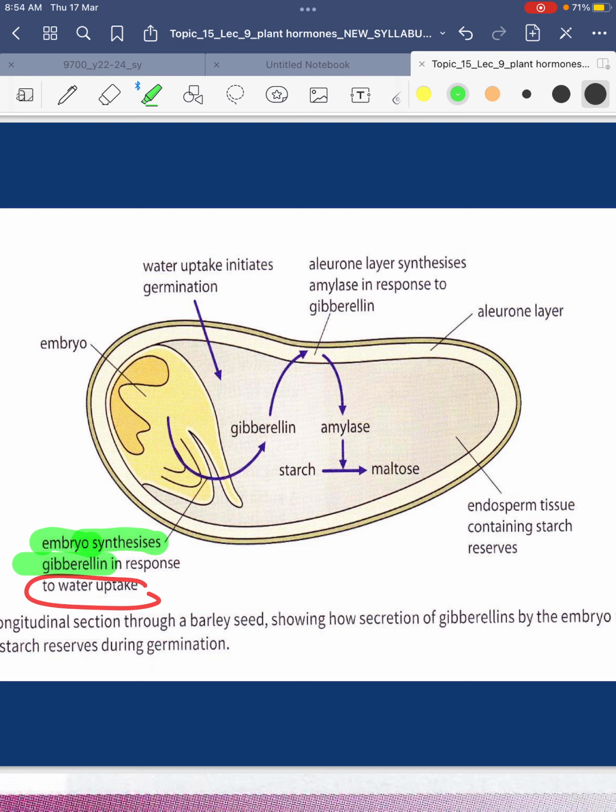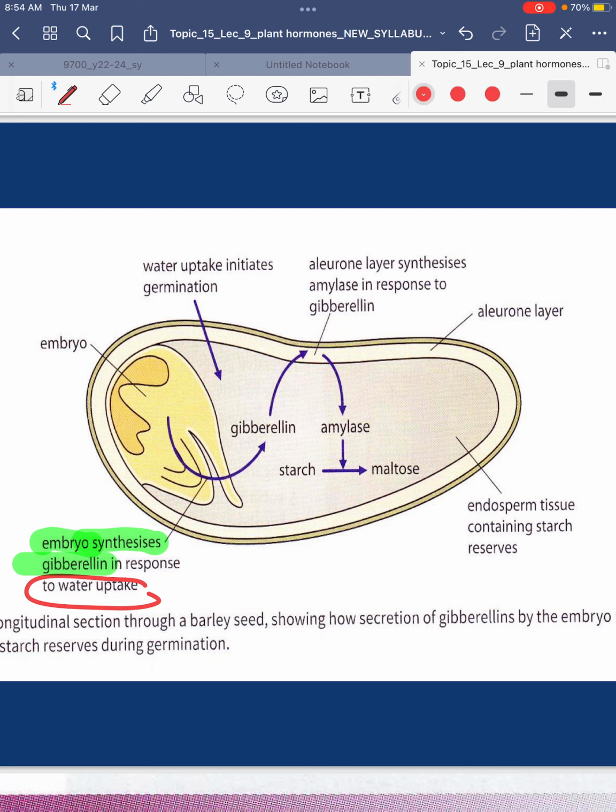That means the embryo is the one that makes gibberellins. And then the gibberellins will diffuse to the aleurone layer. Now, why the aleurone layer? Because the aleurone layer has proteins, and one of the main examples of proteins are enzymes. So the gibberellin will diffuse to the aleurone layer and will make enzymes.